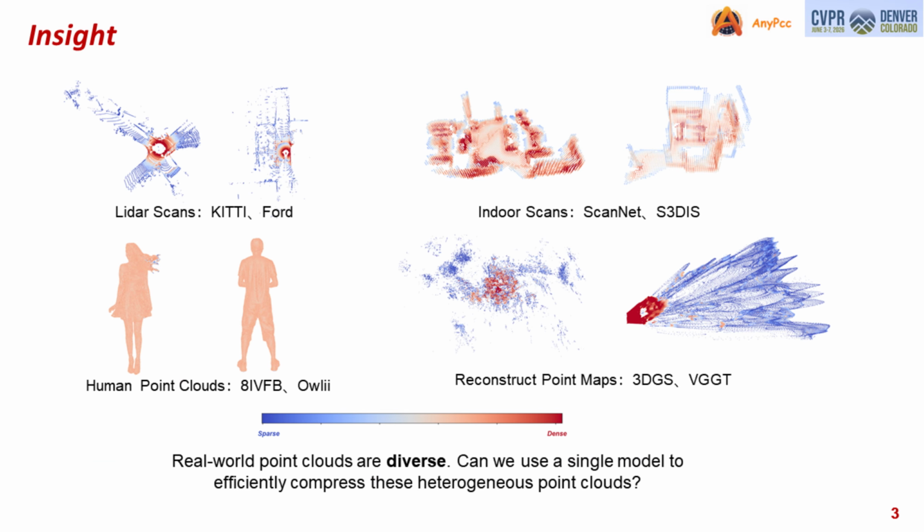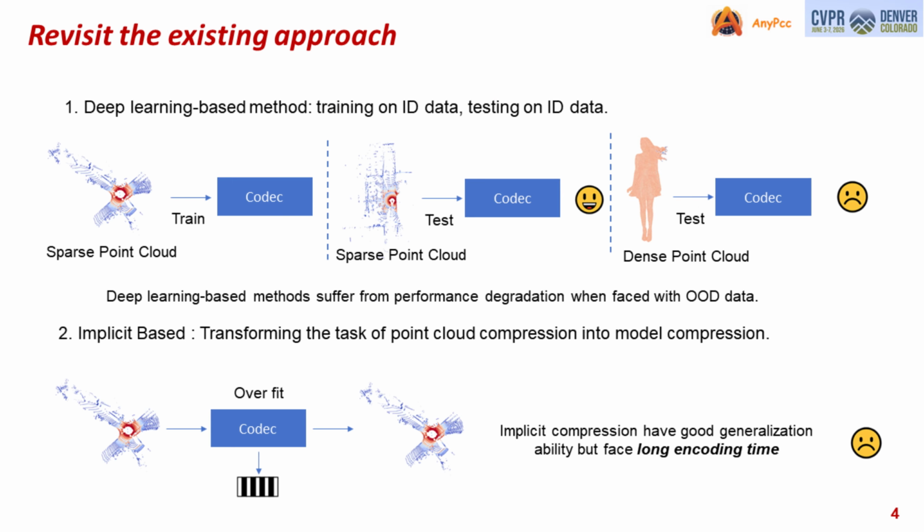The key insight of this work is that real-world point clouds are highly diverse. They may come from LiDAR scans, indoor scans, human point clouds, or reconstructed point maps such as 3D-GS and VGGT. These data types have very different spatial distributions, resolutions, and densities. So the central question we ask is, can we use a single model to efficiently compress all these heterogeneous point clouds? Existing approaches still have clear limitations.